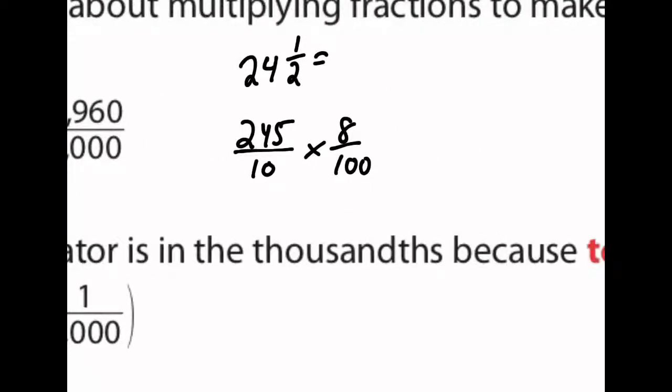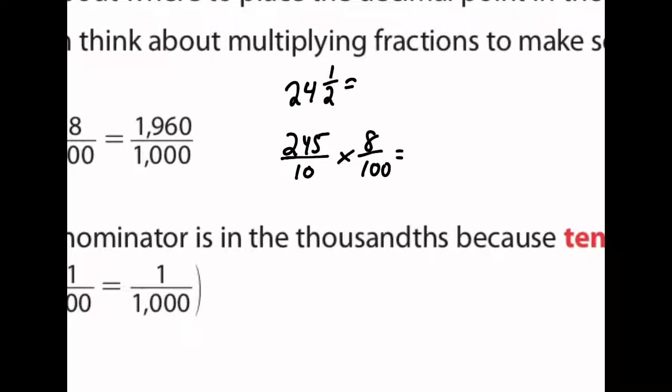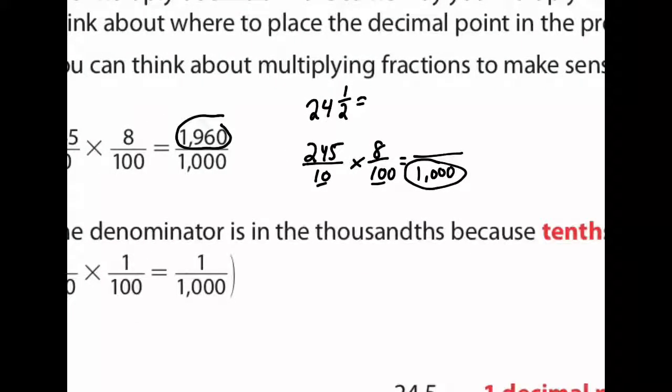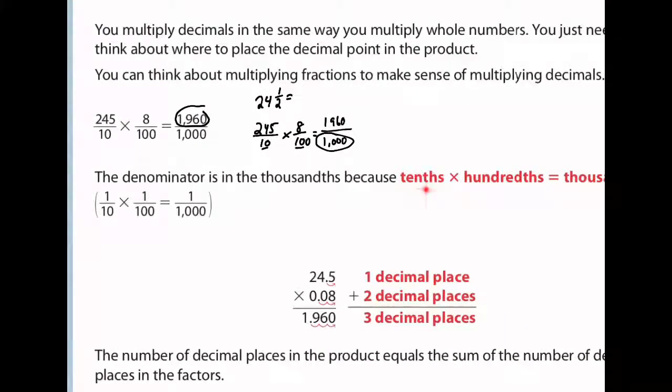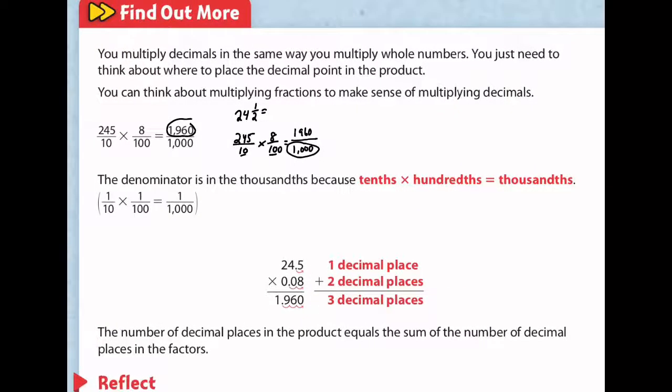Now, when you multiply, to place the decimal, it doesn't really matter what these multiply to equal. Now, you'll see it equals 1,960, but that doesn't matter. What matters is the 10 times 100 is 1,000. Now, that's going to help us know where our decimal point is, because it's got to be thousandths. So if I write this down, 1,960 thousandths. Remember that.